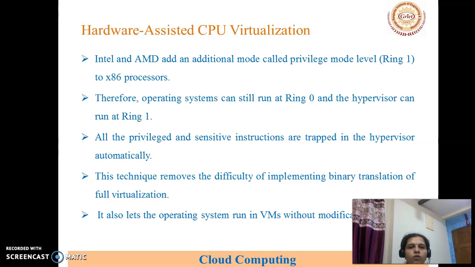Next, we will see what hardware-assisted CPU virtualization is. Intel and AMD add an additional mode called the privileged mode level. This is available at ring 1 in the x86 processor. Therefore, the operating system can still run at ring 0 and the hypervisor can run at ring 1. All the privileged and sensitive instructions are trapped in the hypervisor automatically. This technique removes the difficulty of implementing binary translation of full virtualization. It also lets the operating system run in the virtual machines without modifications.